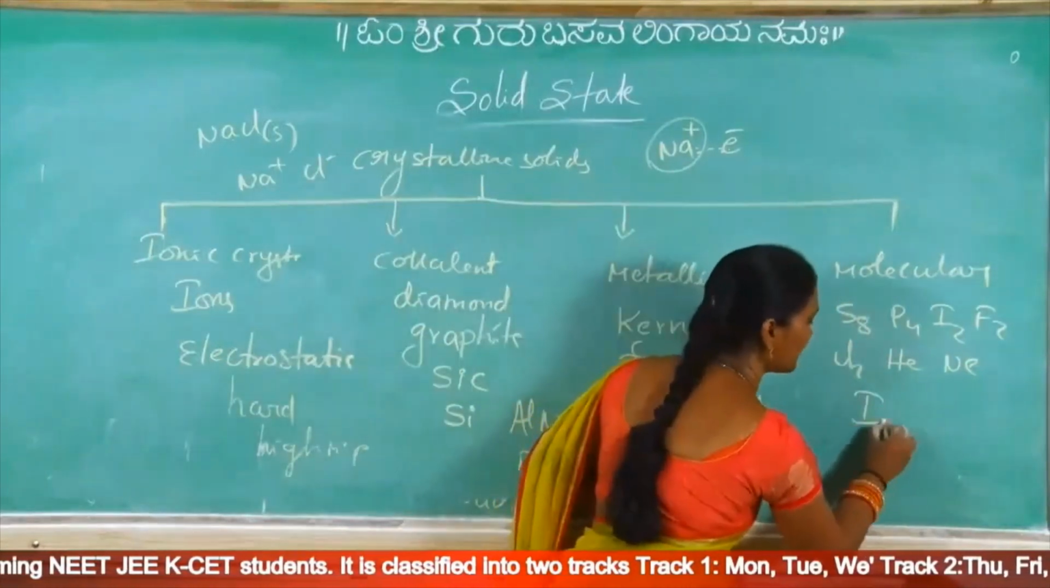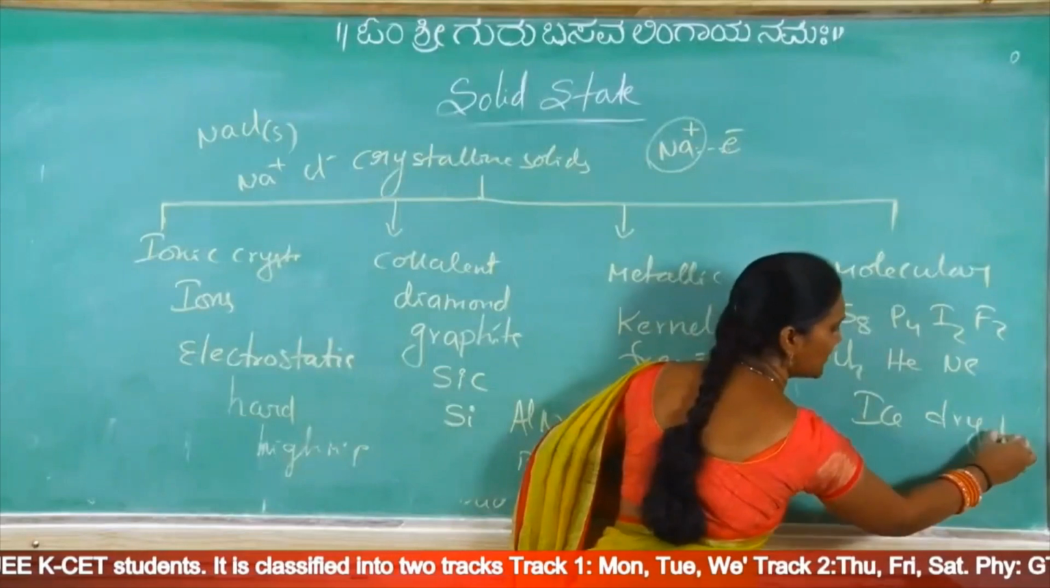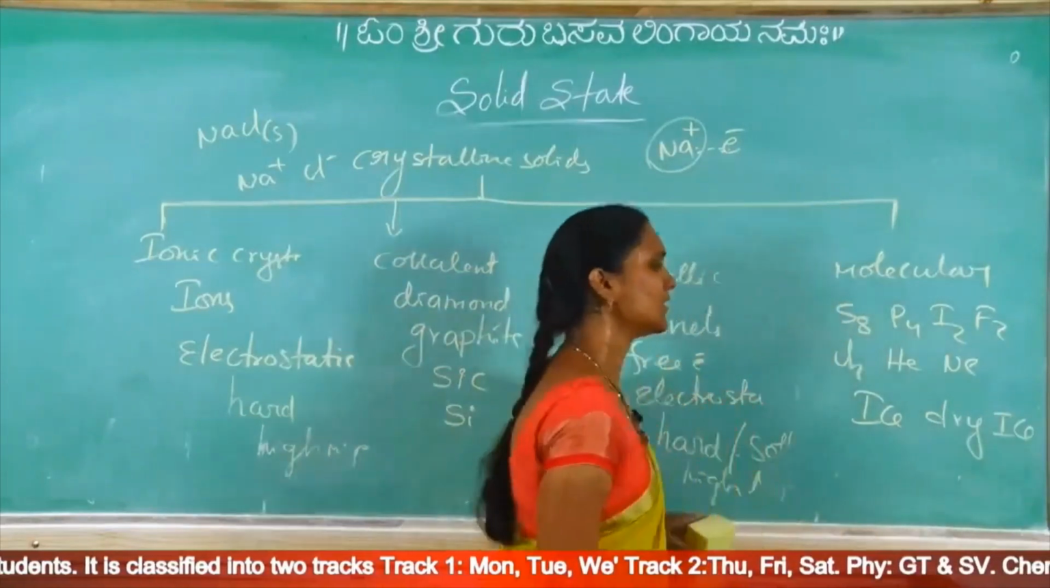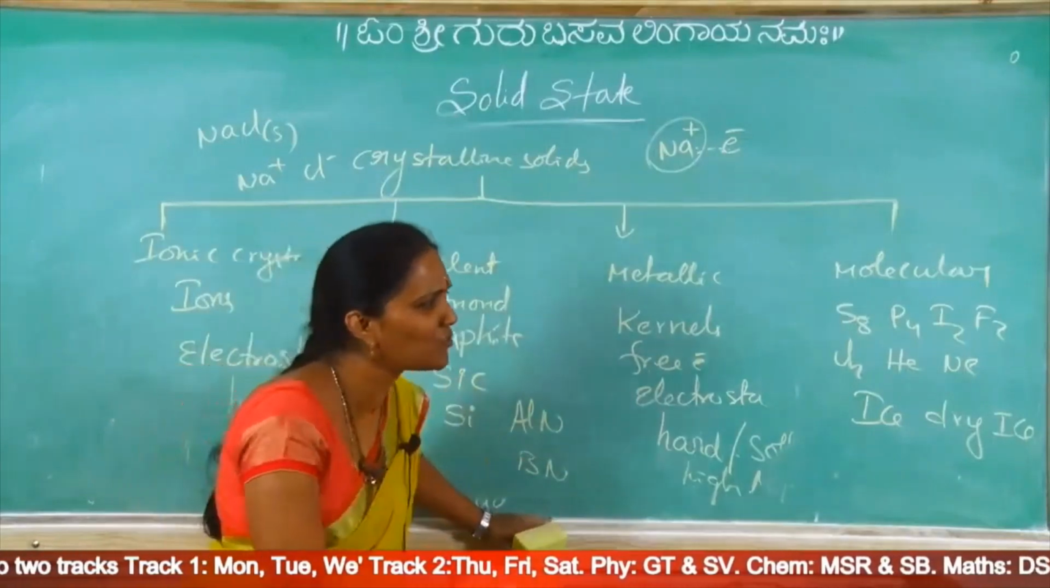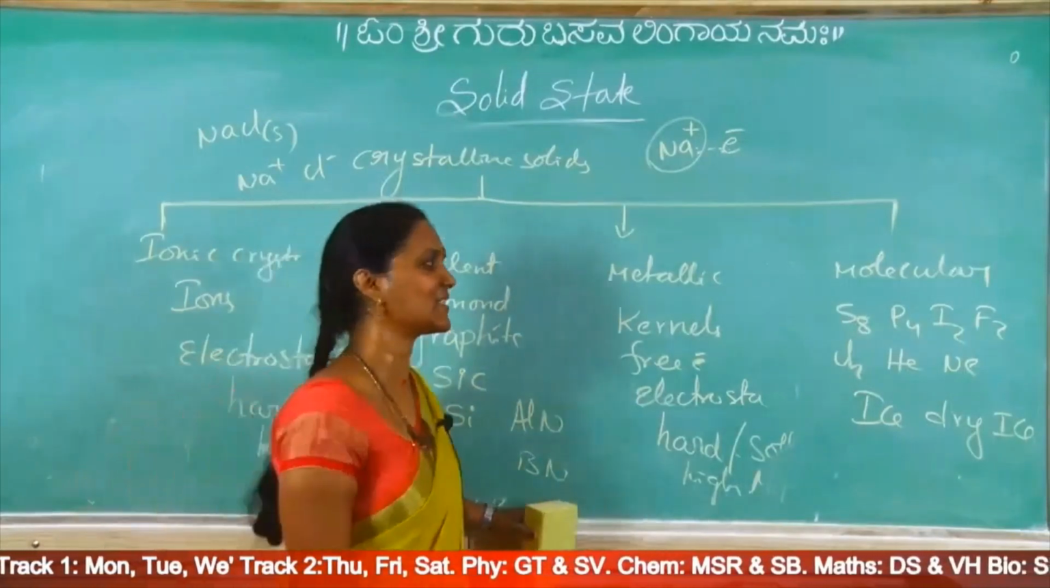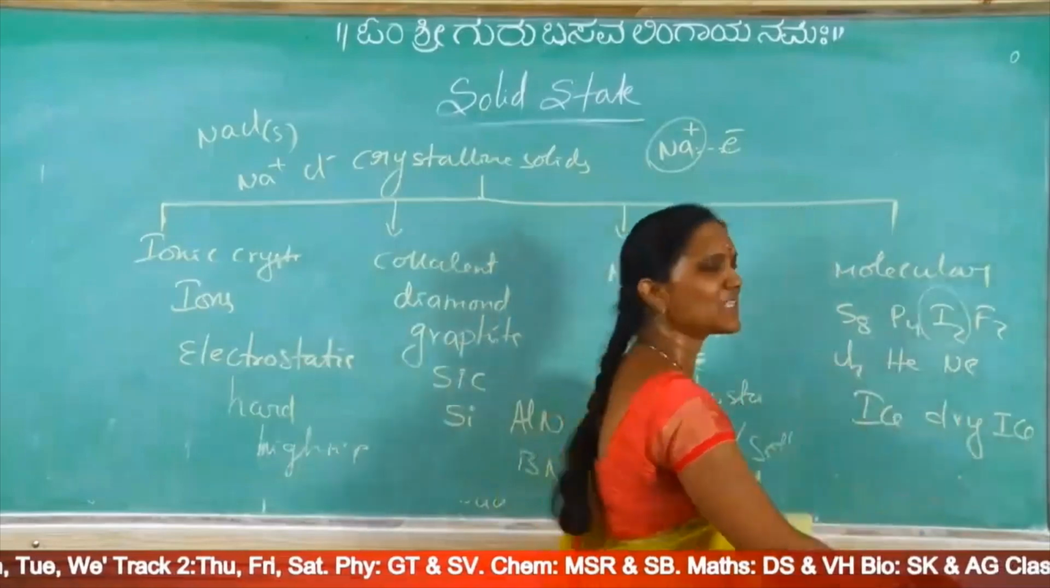And ice, H2O, dry ice. What is the dry ice? Solid carbon dioxide. These are repeated examples. Anyhow, in almost all the materials, one common example is I2.